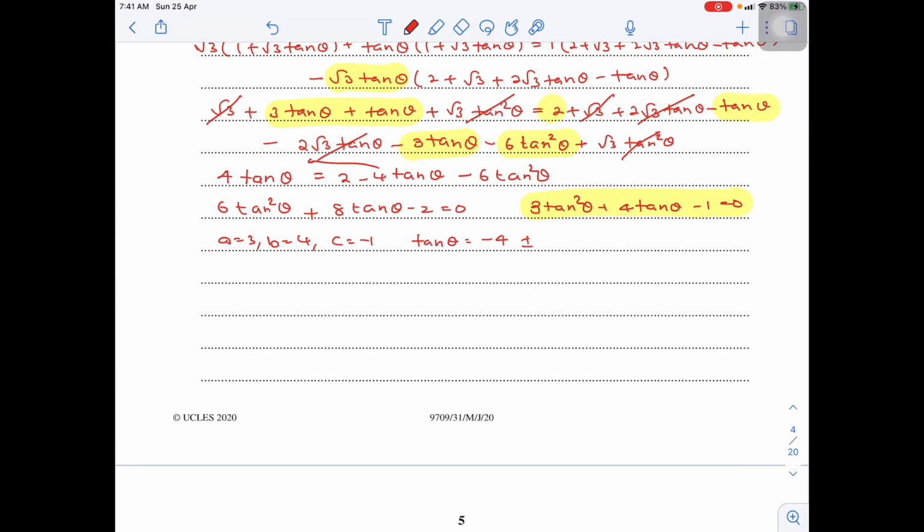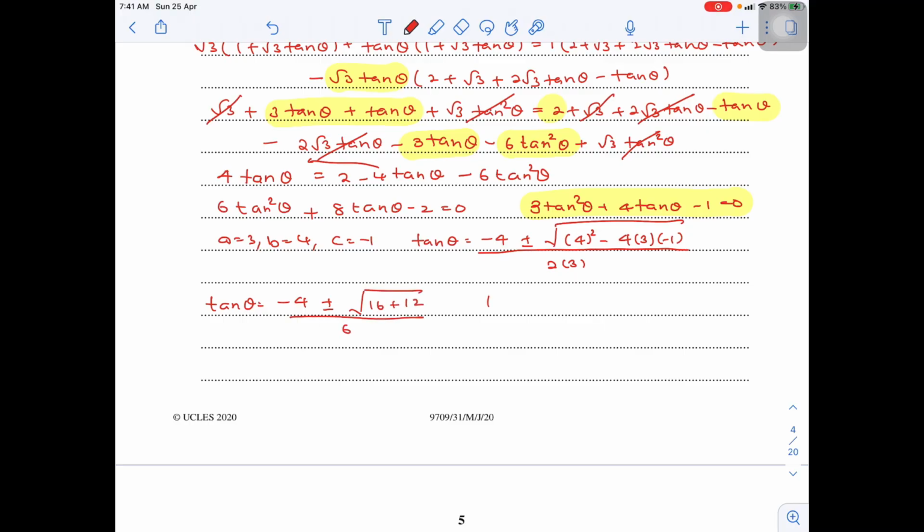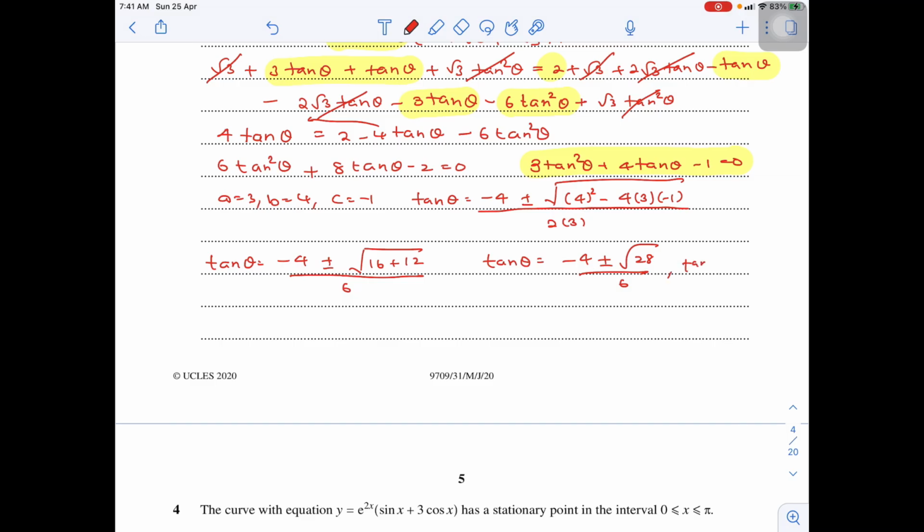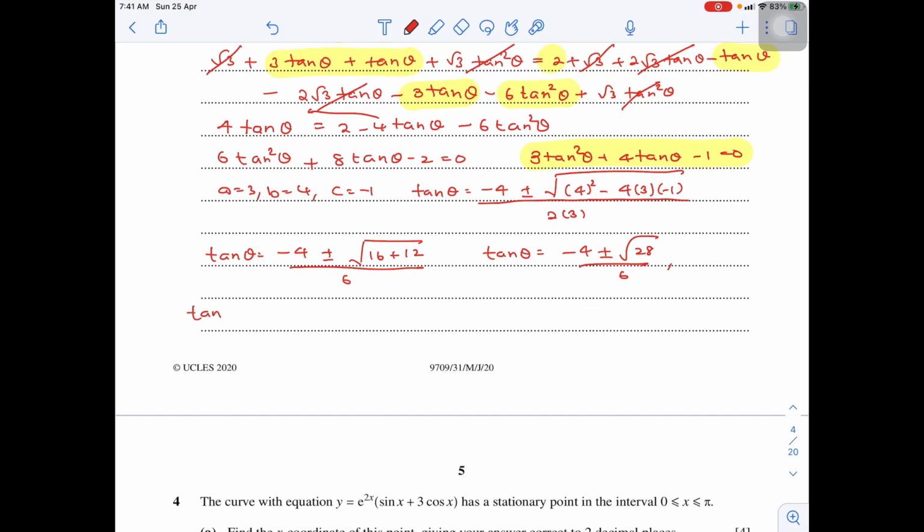I'm using the quadratic formula. So A is 3, B is 4, and C is negative 1. So tan theta is negative B plus or minus square root of B squared minus 4AC over 2A, negative 4 plus or minus square root of 4 squared minus 4 times 3 times negative 1 over 2 times 3. So tan theta is negative 4 plus or minus square root of 16 plus 12 over 6. So tan theta is negative 4 plus or minus square root of 28 over 6.